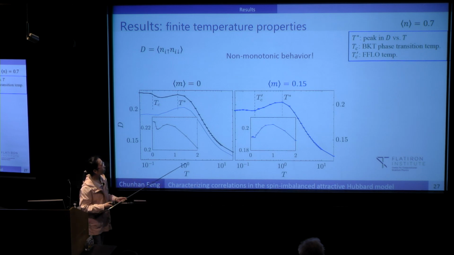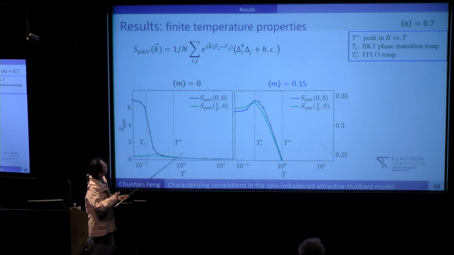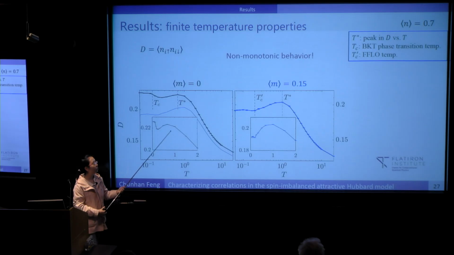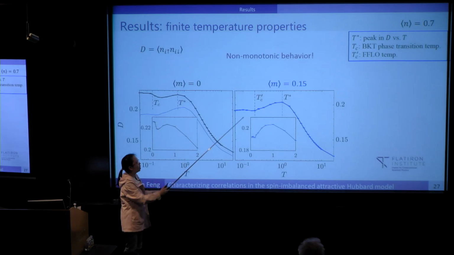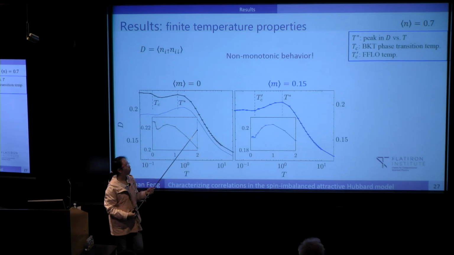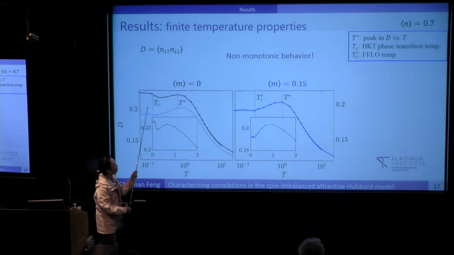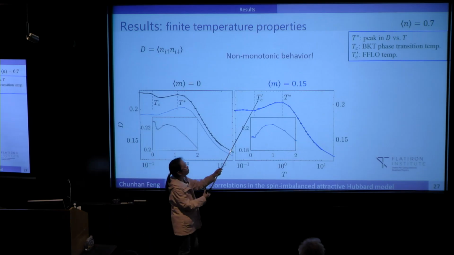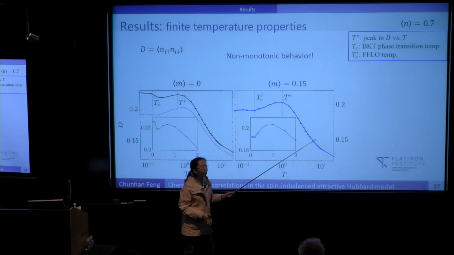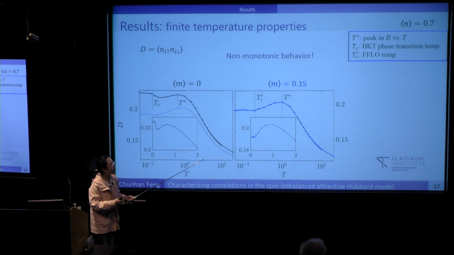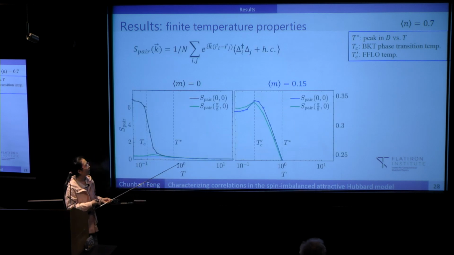momentum. Oh, by the way, I also used some different notations here to represent different temperature regimes. So the T star in both plots is the peak position of the double occupancy, and the TC in the left-hand side is just the BKT phase transition temperature in the spin-balanced system. And TC prime is something I call the FFLO temperature, below which we see the formation of pairs with finite momentum. And later, I will also show you more results on this.